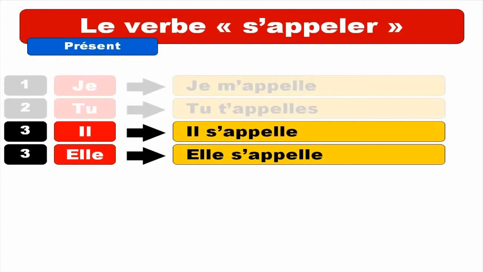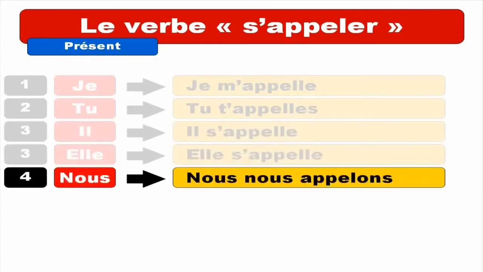Elle s'appelle. Okay? And then for nous, some of my students find it quite strange, but that's the form for these verbs pronominaux. You've got to repeat nous again. So you get this nous, and then appelons. Keep in mind and try to remember that for this form, you've got only one L. If you compare it to je, tu, il, elle, you can see that for nous, there is only one L, okay?